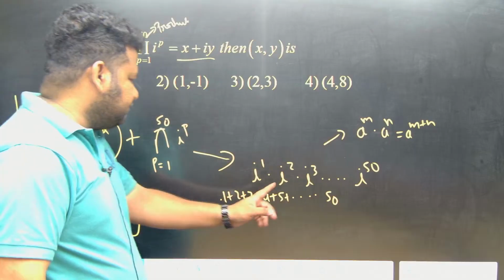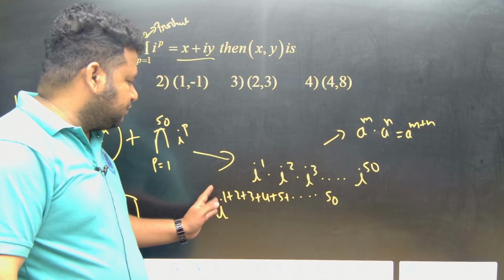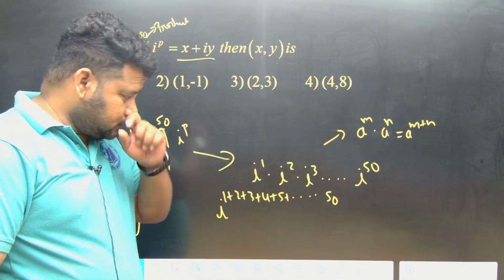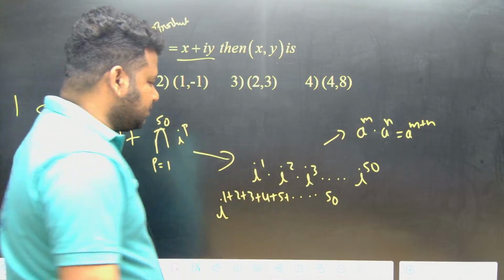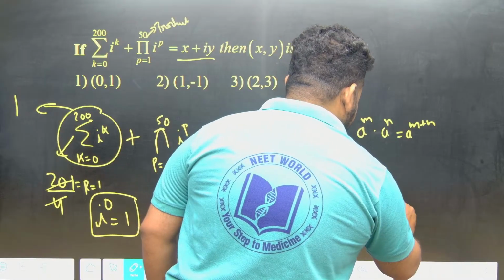Now we have got it in the form of summation. So summation up to 50, that is the sum of terms up till 50, is summation of n, which is nothing but n into n plus 1 by 2. So this will become i power n into n plus 1 by 2, that is 50 into 51 by 2.